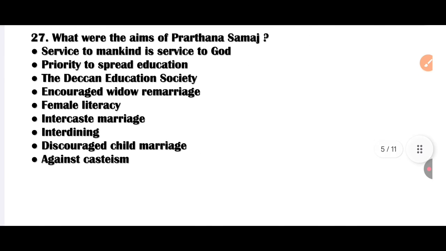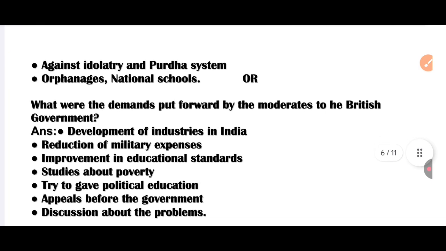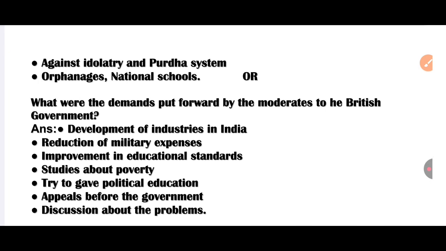Next question. What were the aims of Prarthana Samaja? Service to mankind is service to God. Priority to spread education. The Deccan Education Society encouraged widow remarriage, female literacy, intercaste marriage, interdining, discouraged child marriage, against casteism, against idolatry and Purdah system, orphanages, national schools.